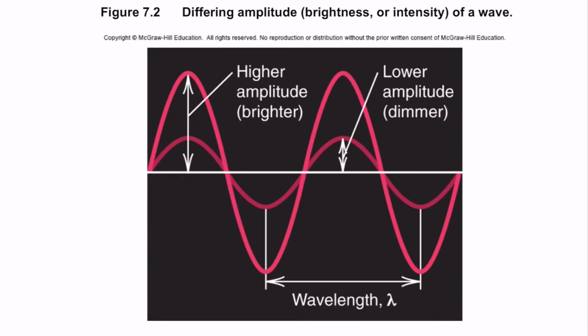Now, in terms of the amplitude, what does amplitude generally represent? Amplitude represents the height of the wave. The height of the wave is similar to the brightness. The higher the amplitude, the brighter the light. The lower the amplitude, the dimmer the light.